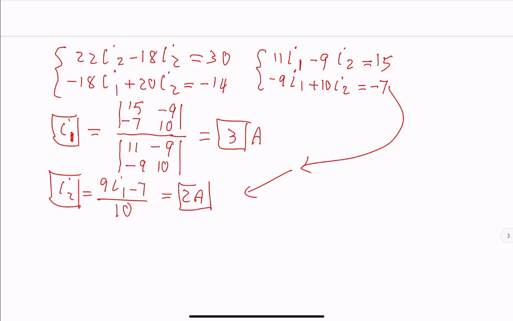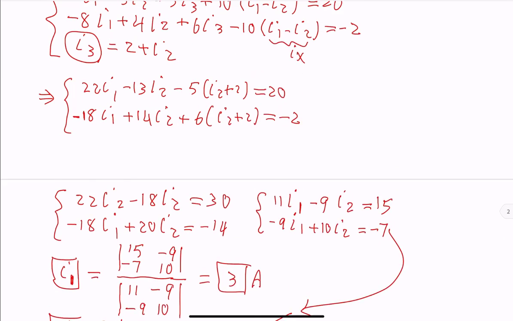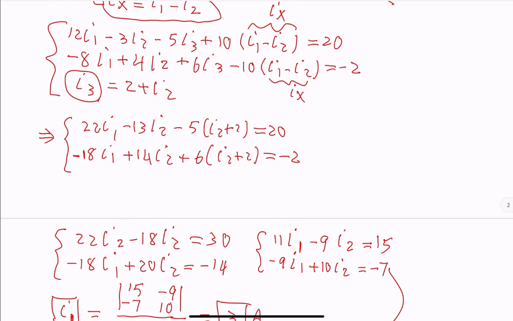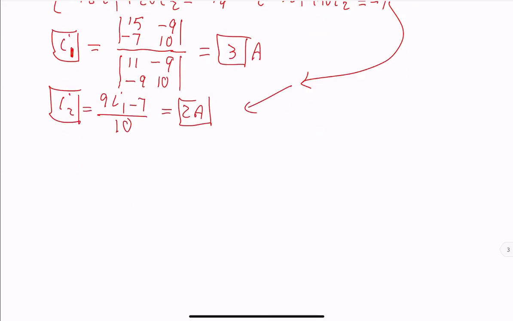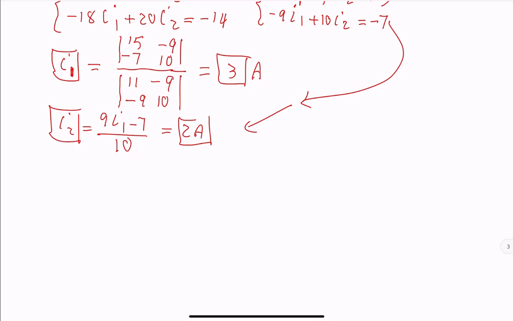And finally, let's find I3. We have I3 equal to 2 plus I2. So I3 is 2 plus I2 equal to 4 amps.